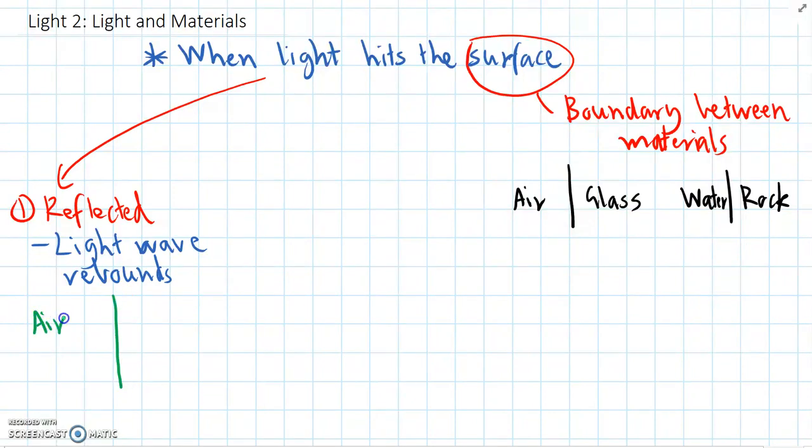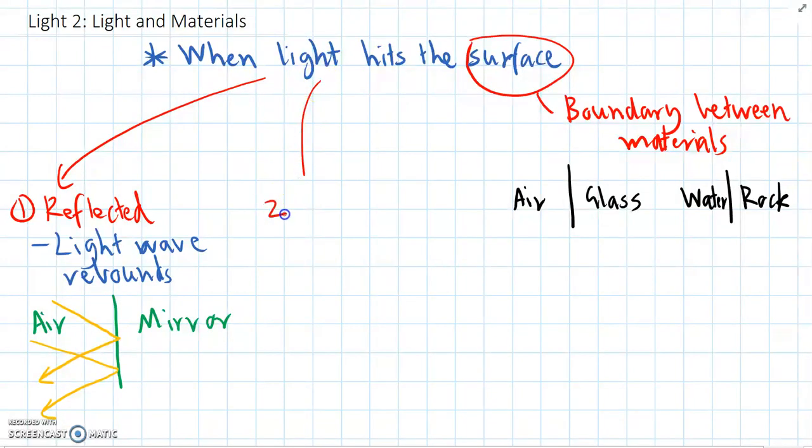We have air, and then we have the boundary to the mirror. And when light hits the surface of the mirror, it is reflected off that surface. Another light wave reflected again off the mirror.